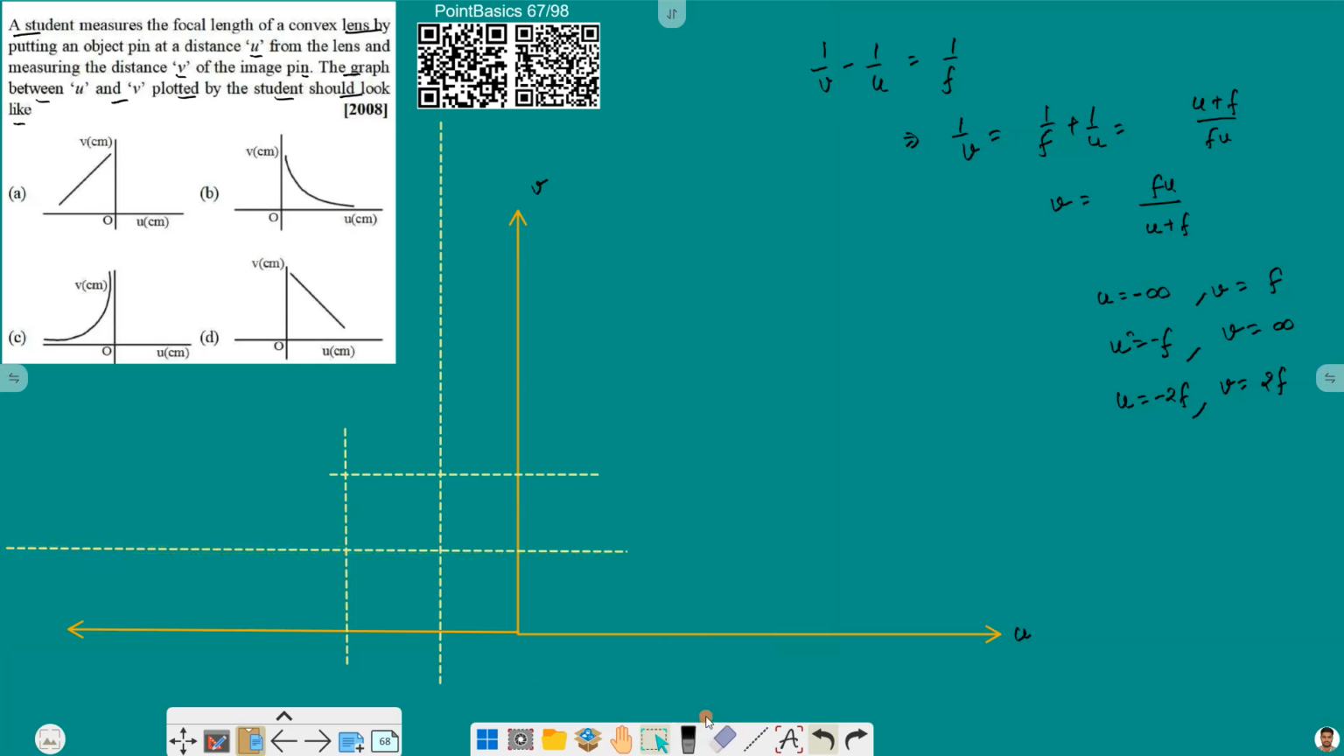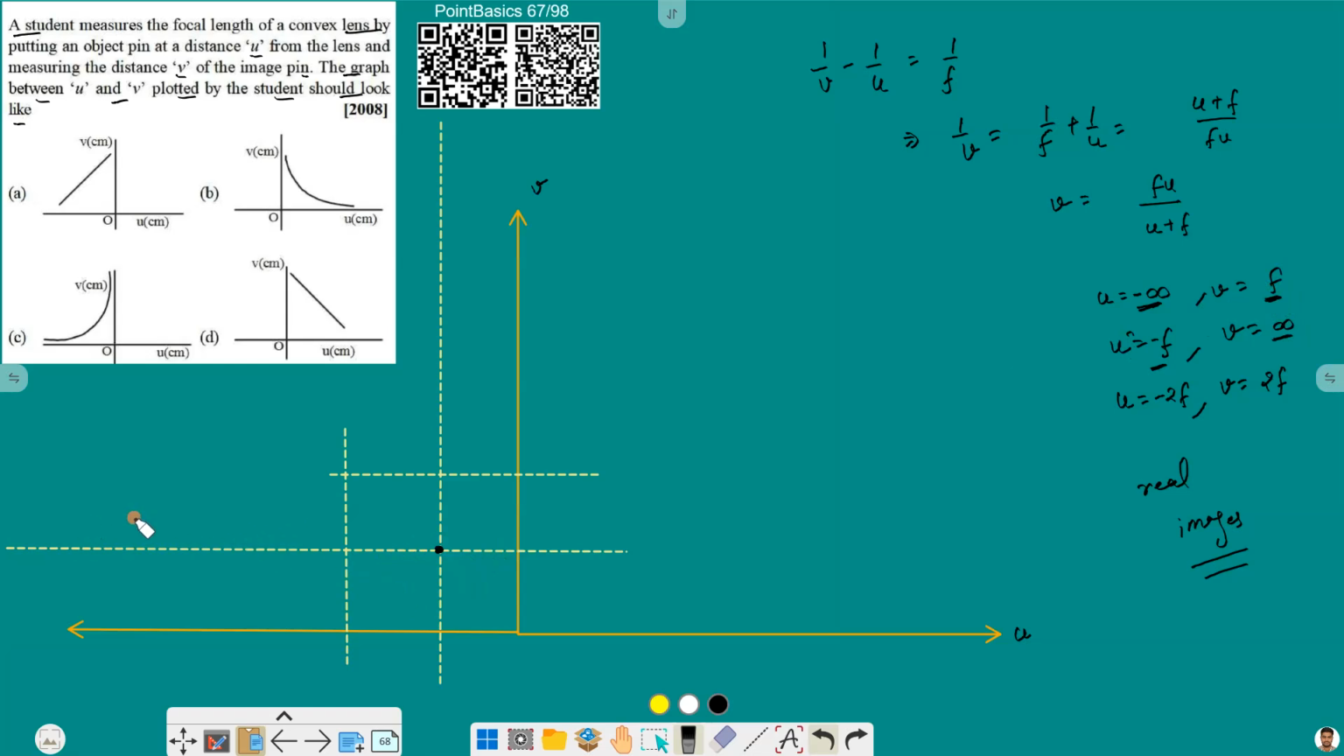So what will happen? Here we are discussing only real images. For real images, the maximum value of u is minus infinite and the minimum value of u is minus f. So u will vary from infinite up to this point. And similarly for v, for real images, the maximum value of v is infinite and the minimum value of v is f. So we will not go beyond this line.